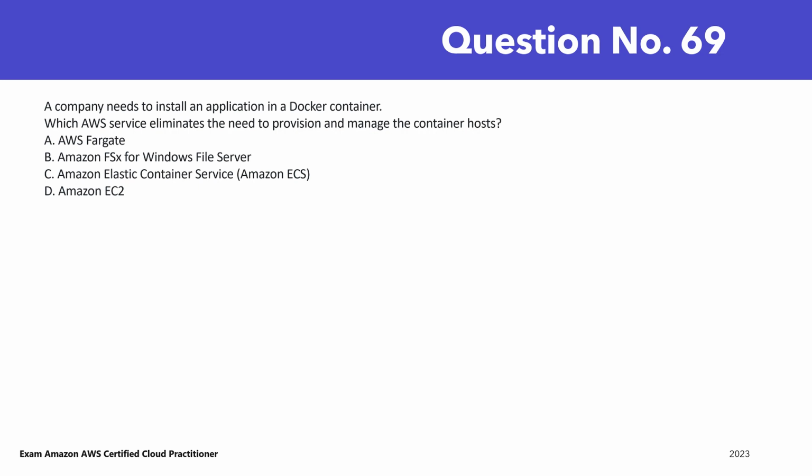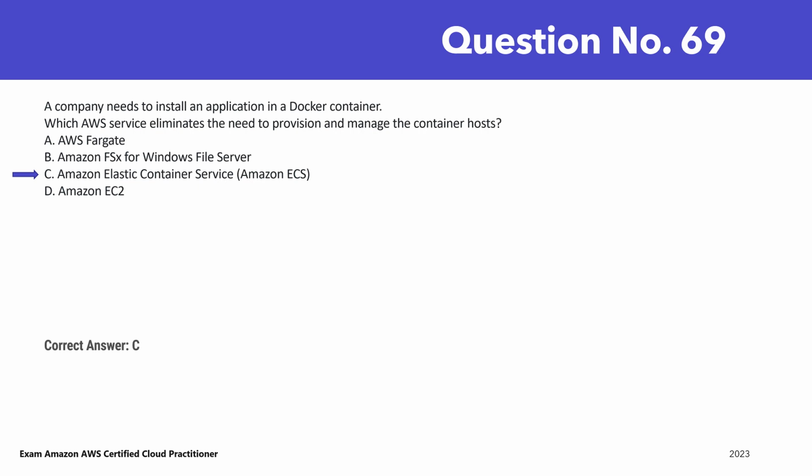A company needs to install an application in a Docker container. Which AWS service eliminates the need to provision and manage the container hosts? A. AWS Fargate. B. Amazon FSx for Windows File Server. C. Amazon Elastic Container Service, Amazon ECS. D. Amazon EC2. Correct answer, C.